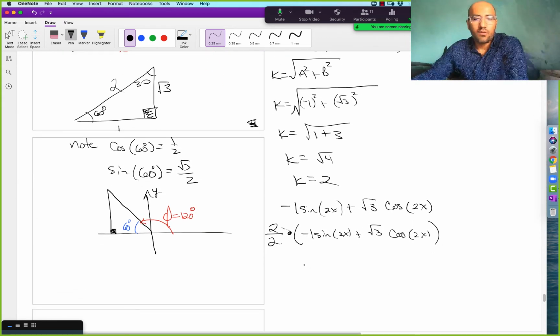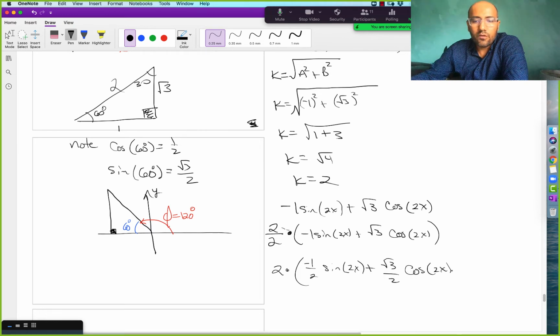Okay, so then we distribute that guy, and then we do 2 times -1 over 2 sine of 2x plus root 3 over 2 cosine of 2x, right? Just distributing this denominator 1/2 across these two.